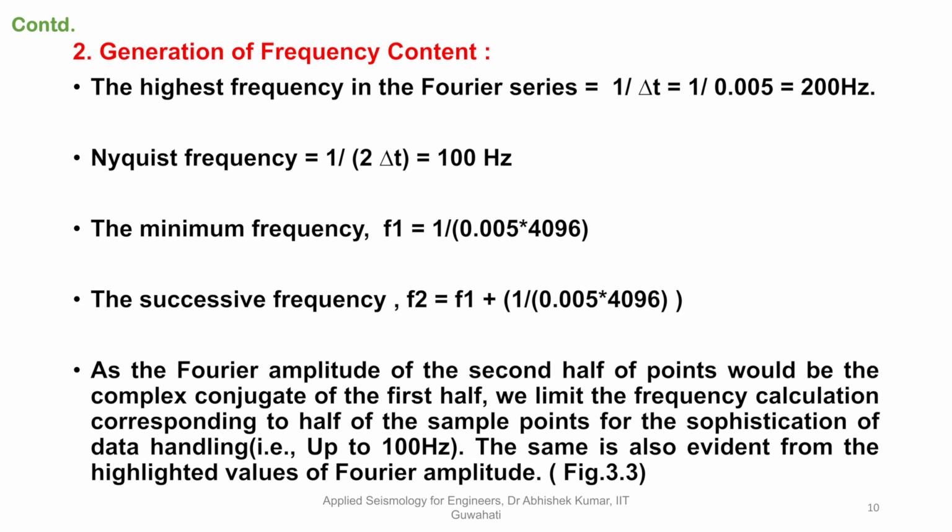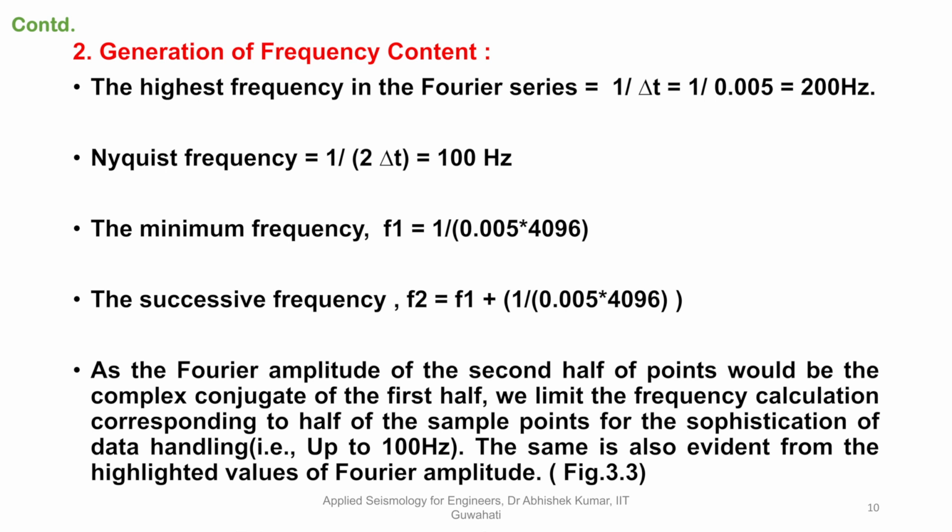The frequency interval, or successive frequency, which will be known to you, is the first frequency f1 plus the time interval into the total number of data points, and the inverse of that. So, f1 plus 1 over 0.005 into 4096 is going to give you the successive interval of frequency. So, f1, f2 and then up to 200 hertz.